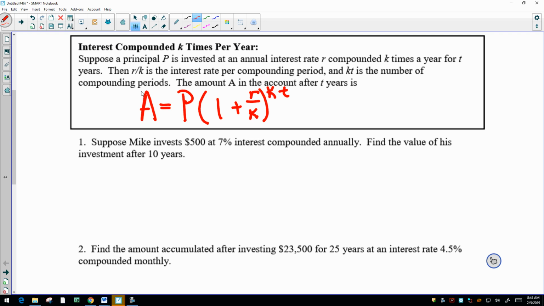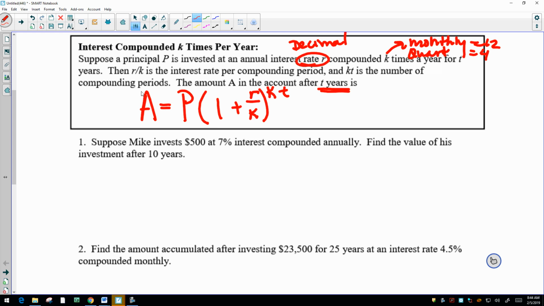P is your principal. Principal is what you're starting off with, what you're investing. R is your rate. Make sure that when we're dealing with this rate, it is a decimal, so you usually have to convert it from a percent. K is the number of times it's compounded. So if they're saying monthly, that would be 12, quarterly would be 4, and then t is your time in years. So make sure that we know that.